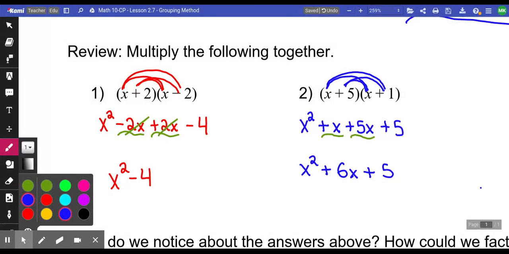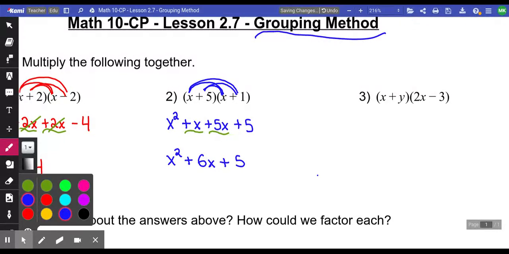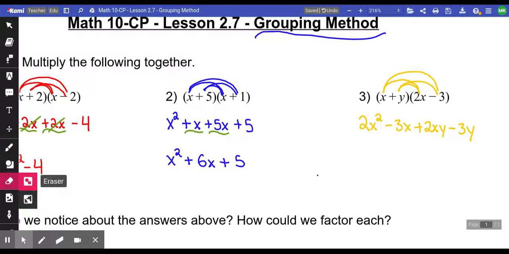All right. Our last one over here on the right. We go x times 2x to become 2x squared. We go x times negative 3 to become negative 3x. We go y times 2x to become plus 2xy. And then we go y times negative 3 to become negative 3y. You'll notice that there's no like terms in this question, right? X squared and x are not like terms, and x and xy are not like terms, and xy and y are not like terms. So that is actually done for multiplication. Awesome. That was the first half of the unit, was multiplying things together.